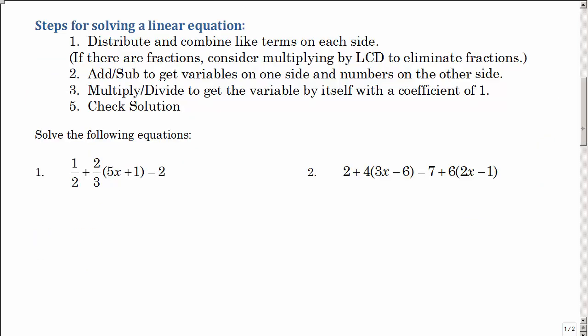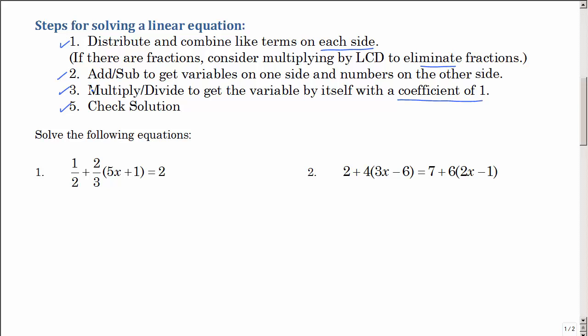This is an assignment to review everything that we've learned about equations, including these special solutions. So let's just review. We want to distribute, meaning get rid of our parentheses, and combine like terms on each side. As in our last lesson, if we have fractions, we might want to get rid of them with the LCD. Then we want to add or subtract to get the variables on one side and numbers on the other. Then we need to multiply or divide to get the variable by itself, because we want a coefficient of positive 1 in front of x. It could be a different letter, but I like x. And if you have time, you might want to check your answer.